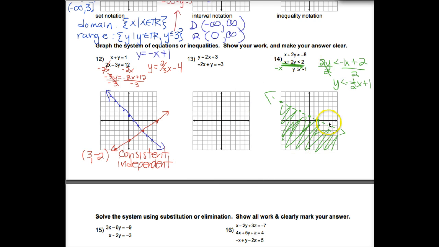Remember that your final answer here, you don't write a final answer out like we did over here. Making your answer clear on 14 means show clearly where the overlap is. So erase the part of the shading that is not an overlap.